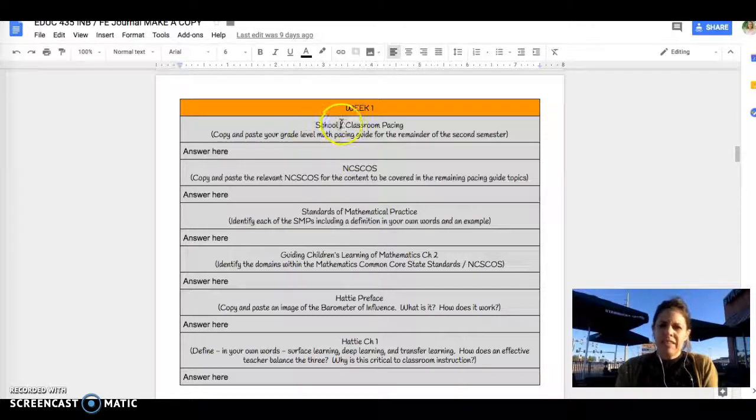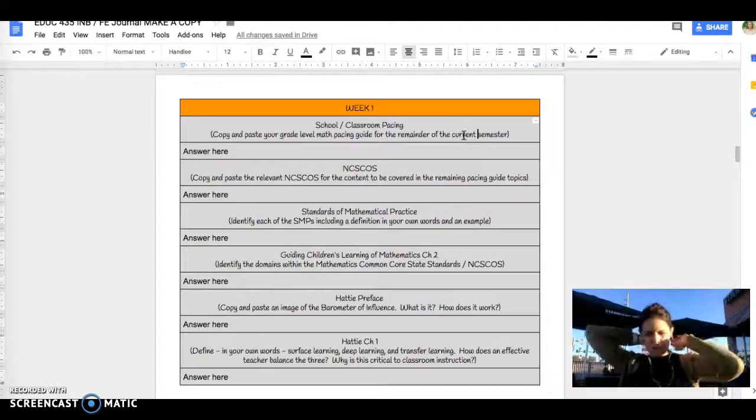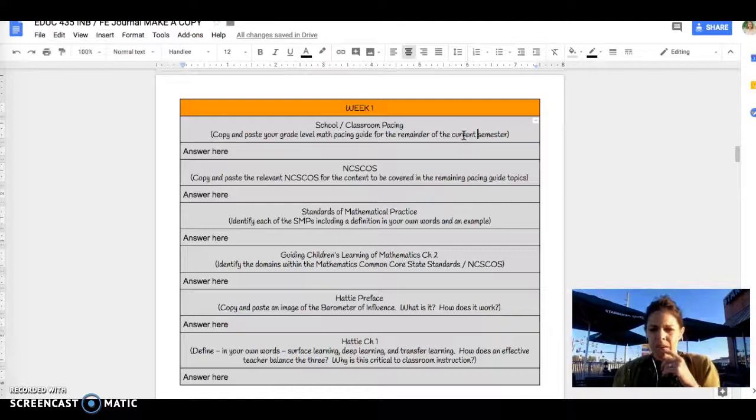So the first piece is your school or classroom pacing. I want you to, actually let's change this to current, because you are in the first semester. Let's just do this, current, so that it's current for whatever semester we are in. So let's talk about school and classroom pacing.